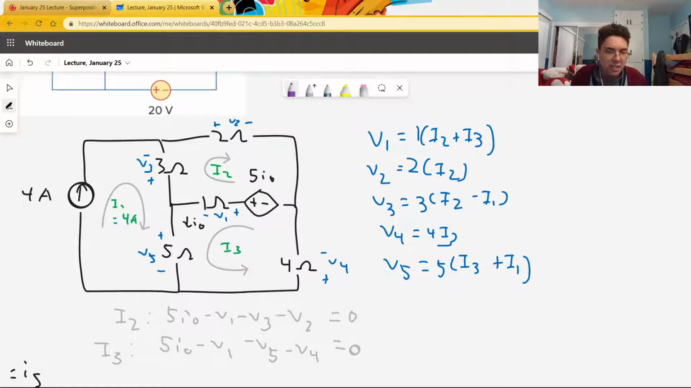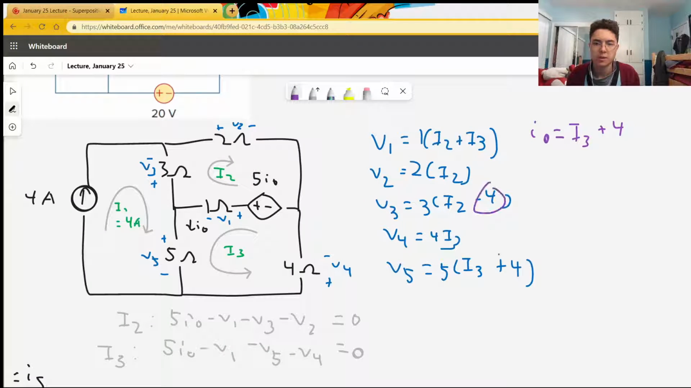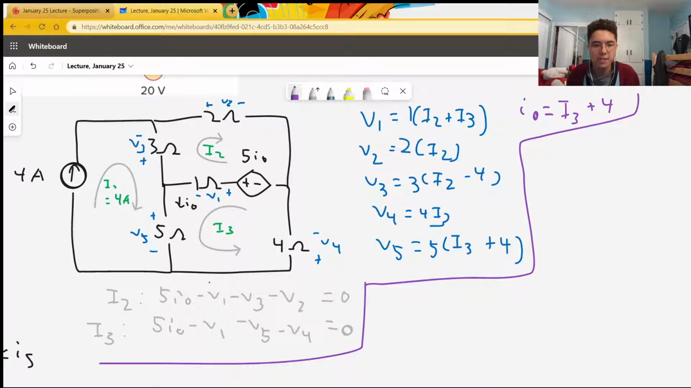Let's give ourselves an expression for I naught. Take a moment to think and determine if you can get an expression for I naught in terms of I2, I3, and/or I1. Pause now. I naught equals the combination of I3 and I1. Now, because I1 is 4 amps, let's convert all of these I1s into 4. All done. Now we can start plugging things in.